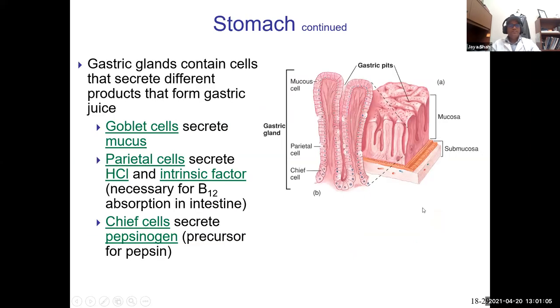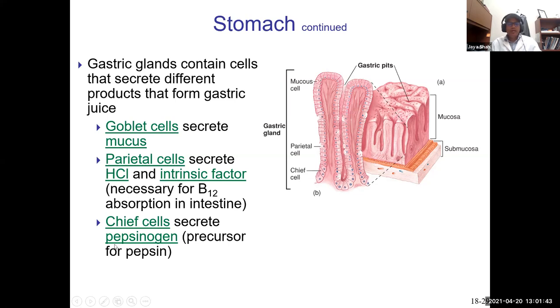So let's go here. The gastric gland contains cells that secrete different products that form gastric juice. If you take gastric juice, you're going to see a lot of stuff. The most important part of the juice is low pH, which is less than 2, around 1.8. And that is due to the cells in the epithelium. So here in the gastric gland, we have chief cells, parietal cells, mucous cells, and some other cells.